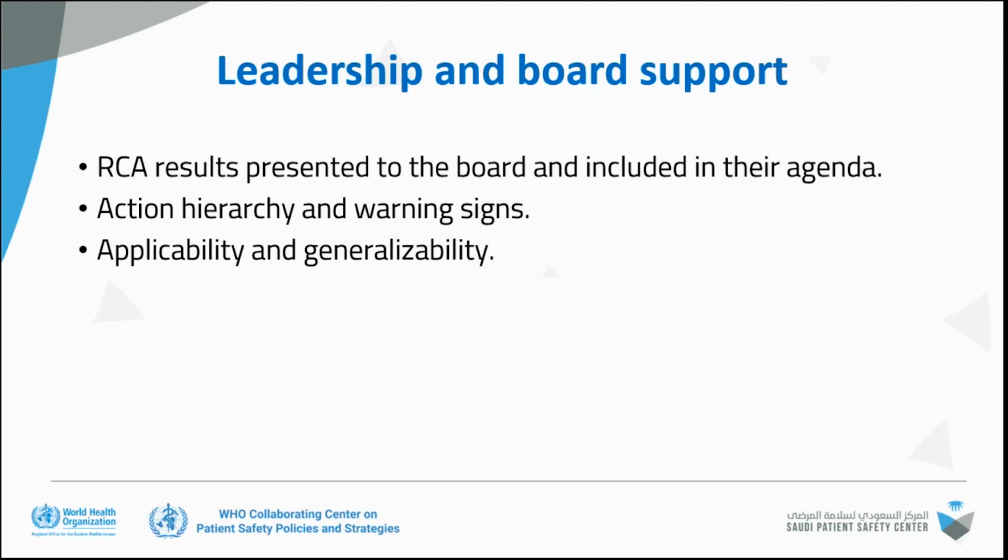Action hierarchy and warning signs should be provided to the leadership to assess the quality of RCA in their institutions. Were there strong and intermediate actions in each RCA report or not? Were the causal statements written to meet the 5 rules of causation or not? This is how they assess the quality of the RCA program at their institution.